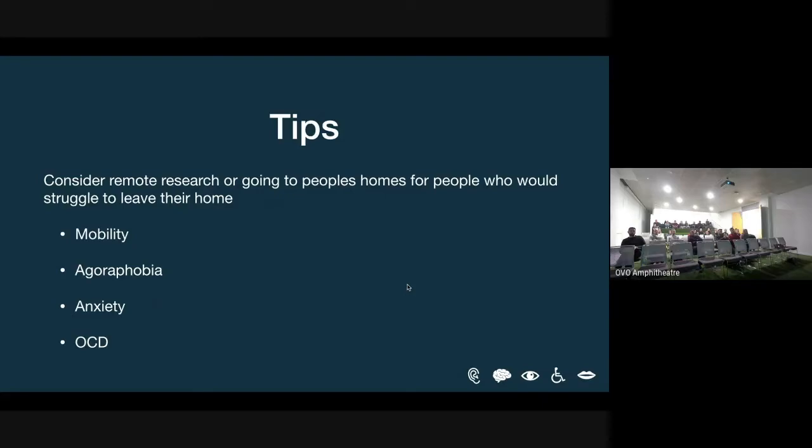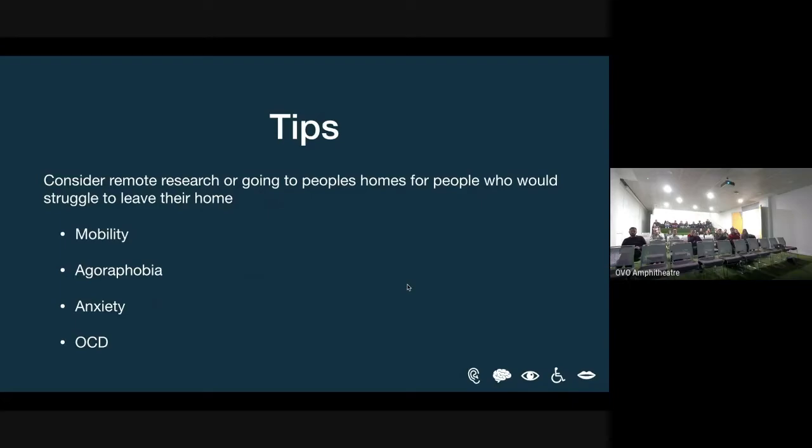So consider remote research, or going to people's homes, for people who struggle to leave their homes. So mobility, agoraphobia, anxiety, OCD. And this works in certain circumstances and it doesn't in others. So in terms of doing it via video conferencing, that doesn't work very well for people who are blind or have cognitive problems, because I don't actually know of any video conferencing software that's accessible. So yeah, that's probably not a good idea in those situations.